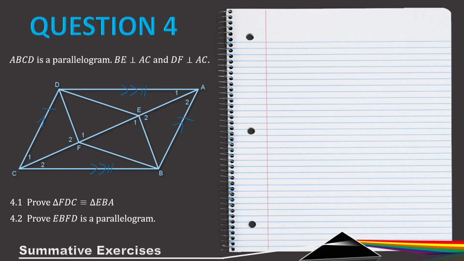So then BE is perpendicular to AC, so this line is perpendicular to AC, so that means that both of these angles are 90 degrees. And also DF is perpendicular to AC, which makes these two, F1 and F2, perpendicular or 90 degrees for those angles. Okay, now 4.1, prove that triangle FDC is congruent to triangle EBA.